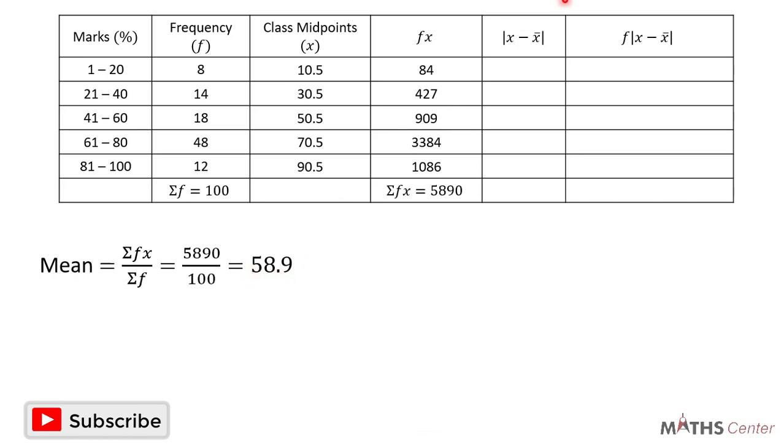Now we have the mean, so we can find the absolute values of x minus the mean. So you subtract 58.9 from the x values, which we have here, the class midpoints, and then we will find the absolute value. The absolute value of 10.5 minus 58.9 is 48.4. The absolute value of 30.5 minus 58.9 is 28.4. The absolute value of 50.5 minus 58.9 is 8.4. The absolute value of 70.5 minus 58.9 is 11.6. And the absolute value of 90.5 minus 58.9 is 31.6.